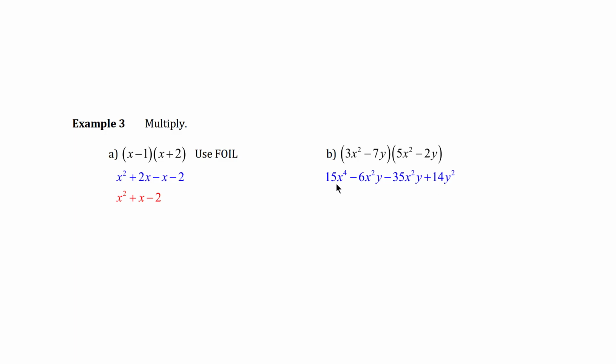The result is 15x to the fourth power minus 6x squared y minus 35x squared y plus 14y squared. Next, we combine like terms with the negative 6x squared y and the minus 35x squared y. We get negative 41x squared y, and then we bring down the 15x to the fourth power and the 14y squared. The final result is 15x to the fourth power minus 41x squared y plus 14y squared.